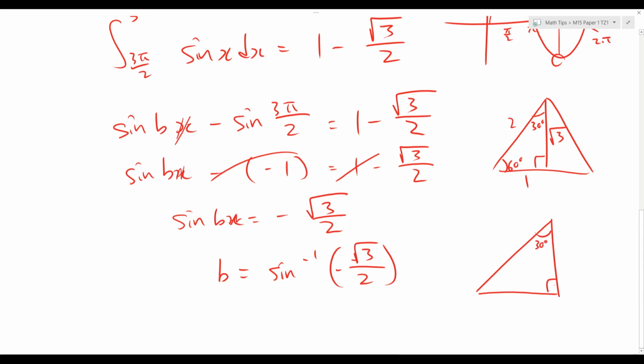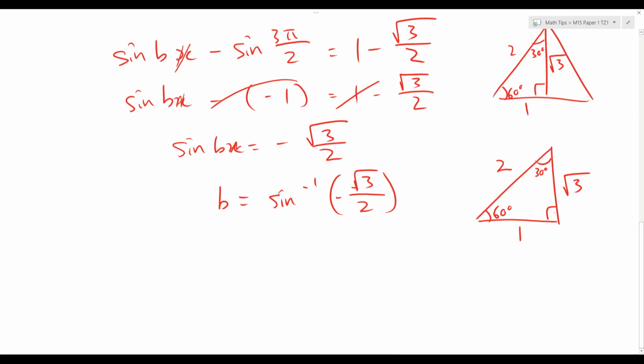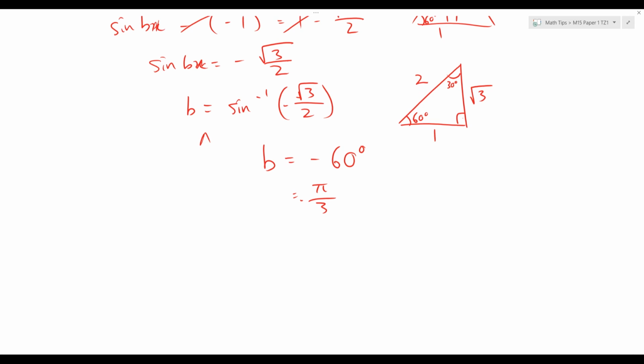So we are having a 30 degrees angle, a √3, a 1, a 60 degrees angle here, and a 2. So √3/2 in terms of sine is the angle 60 degrees. So that was easy. So we know that b is therefore equal to -60 degrees, or, to simply write it, -π/3. We find that b equals -π/3.